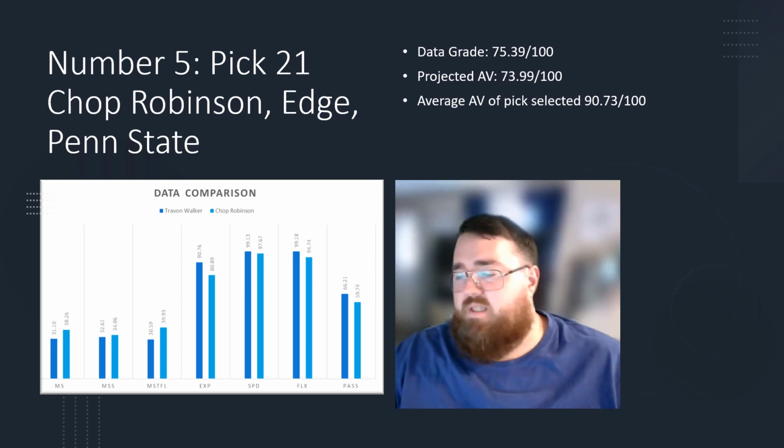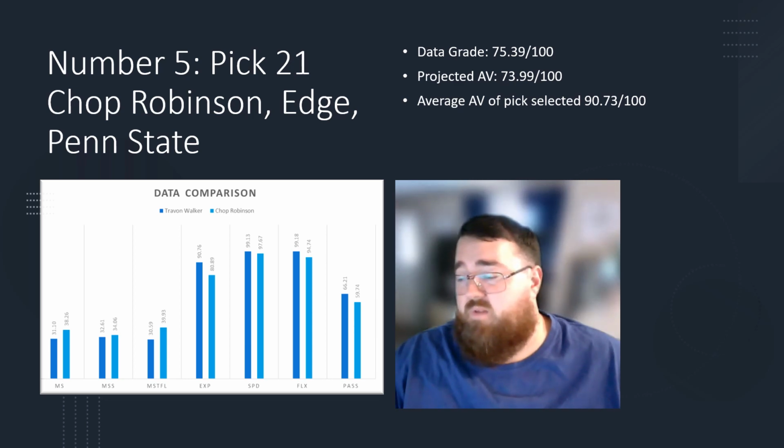Now, when you look at it, it's like this. Solo tackle market share, which is MS, was very similar between Chop Robinson and Trayvon Walker. 31 percentile for Walker, 38 percentile for Robinson. Sack market share, 32 for Trayvon Walker, 34 percentile for Chop Robinson. TFL market share was better for Chop Robinson with 39 percentile and then 30 percentile for Trayvon Walker. Explosiveness, Walker was much more athletic compared to Chop Robinson, but they do have similar speed and similar flexibility.